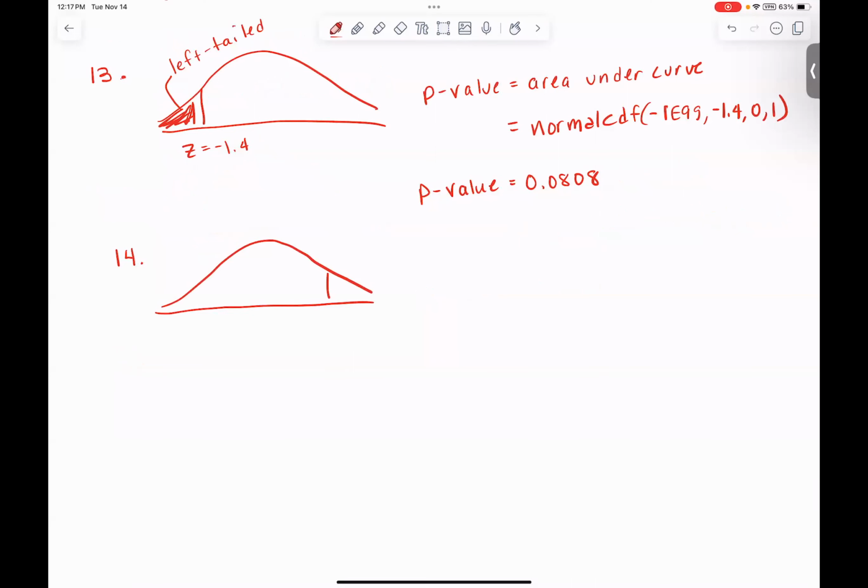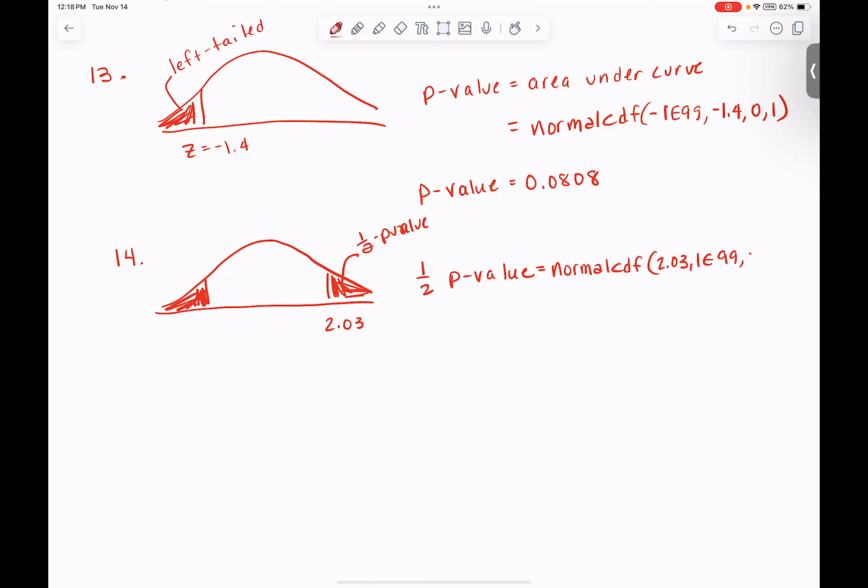The z is 2.03, but this is two-tailed. So you've got another tail over here. So half the p-value is right here. So that's half the p-value. The other half is in the other tail. So half the p-value is a normal distribution. It's the area under the curve from 2.03 to infinity. So it's a normal CDF, 2.03 to 1 times 10 to the 99.